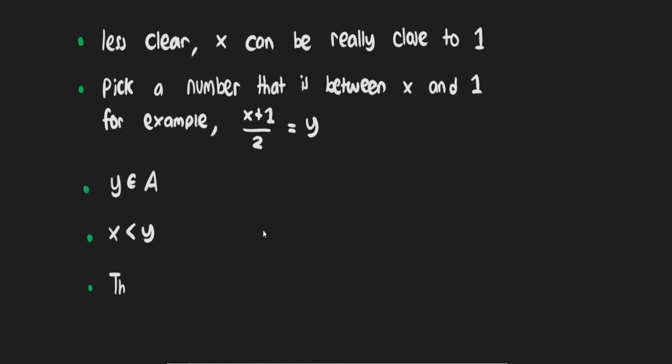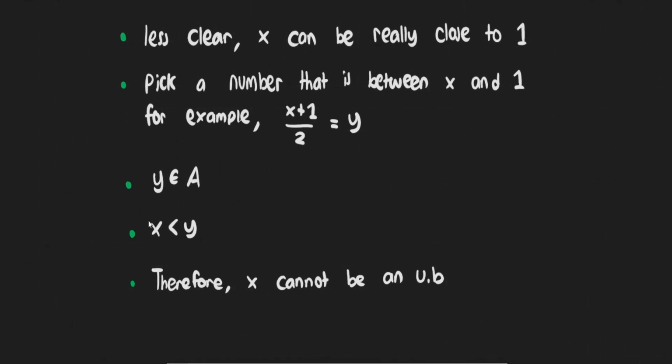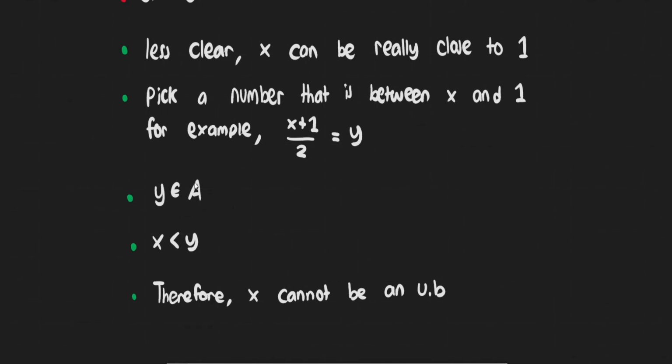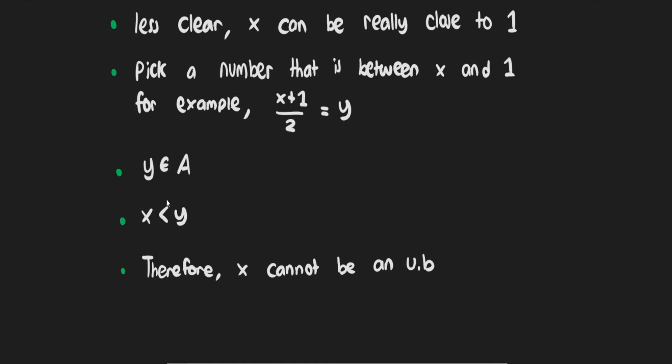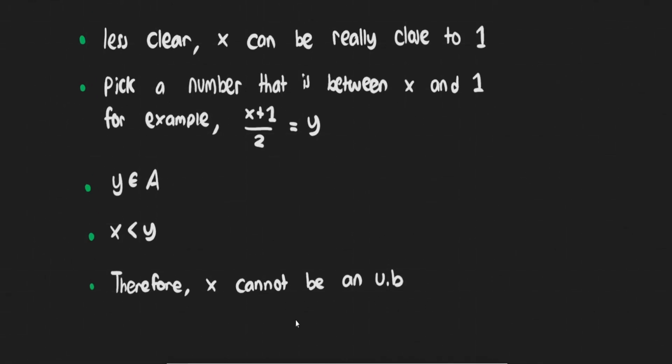And this tells us that x cannot be an upper bound. Why? Well, in order for x to be an upper bound, it has to be greater than or equal to everything inside of A. And these two statements show that x does not satisfy that criteria, right? Y is a number which is inside of A, but x is not greater than that. X is in fact less than that. So x cannot be an upper bound via these two statements. And that is exactly what we want.